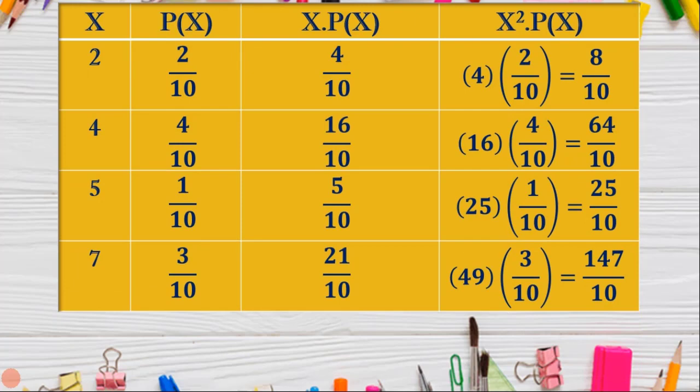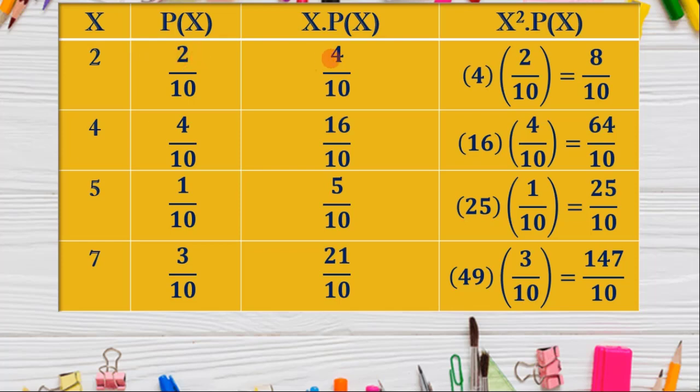So let's revise the table. In the given table, we have 2 columns given. Then we have to fill up the third and the fourth columns. For the third column, the formula is x times P of x. So whatever is x here, multiply it by the probability given.